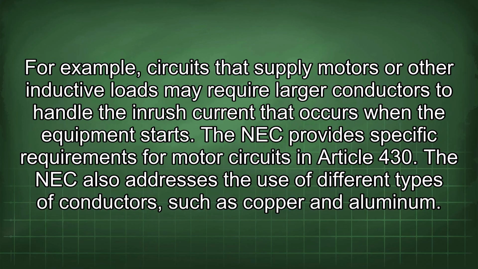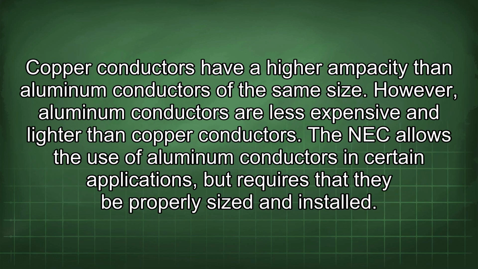The NEC also addresses the use of different types of conductors, such as copper and aluminum. Copper conductors have a higher ampacity than aluminum conductors of the same size. However, aluminum conductors are less expensive and lighter than copper conductors. The NEC allows the use of aluminum conductors in certain applications, but requires that they be properly sized and installed.